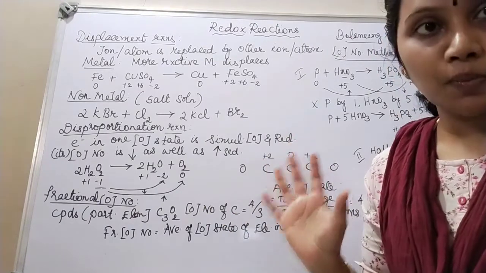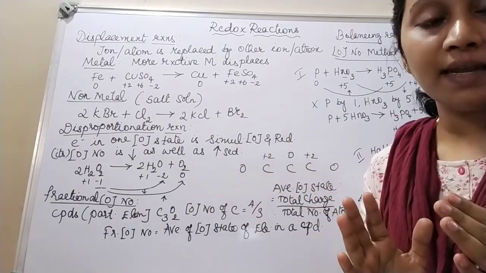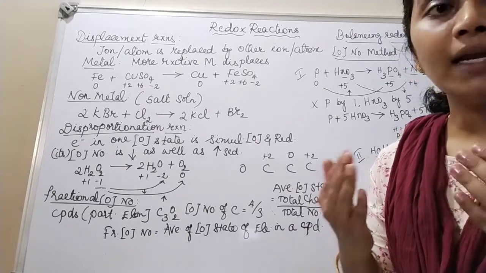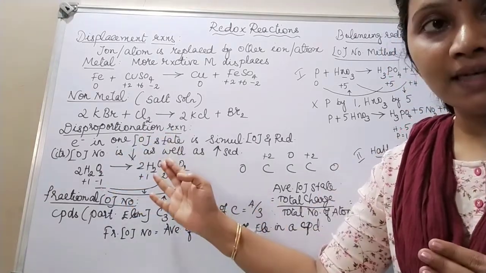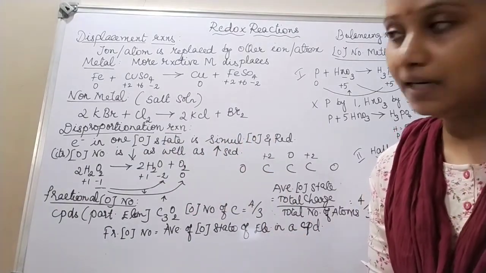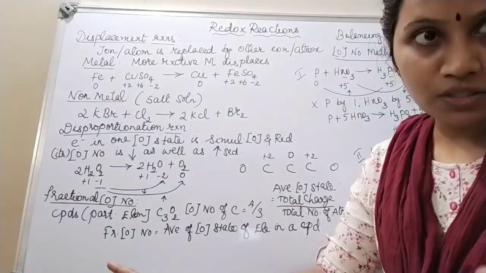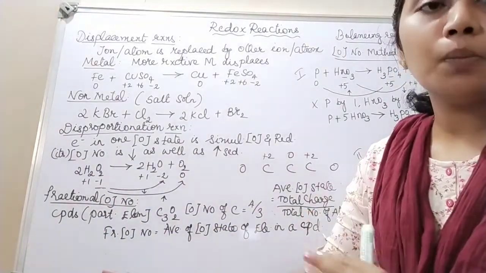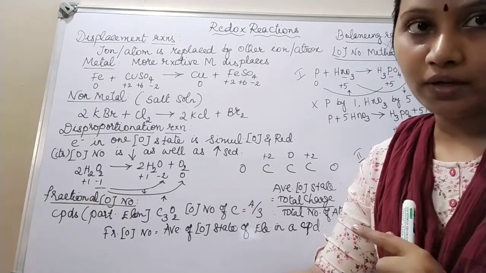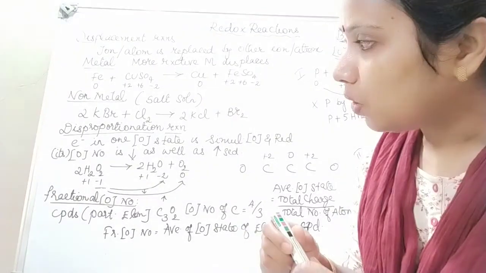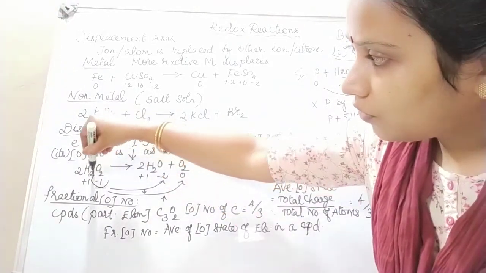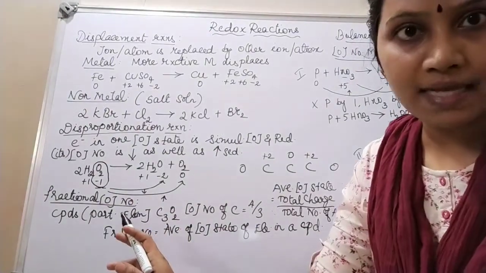See, what is disproportionation reaction? In a disproportionation reaction, an element should be oxidized and simultaneously reduced. The oxidation number should be decreased as well as increased for the same element, not for different elements. I am taking the example of oxygen here. I have taken the decomposition of hydrogen peroxide, where H2O2 is decomposed to give water and oxygen. Now what is the oxidation state of oxygen? The oxidation number of oxygen is -1, as we all know.